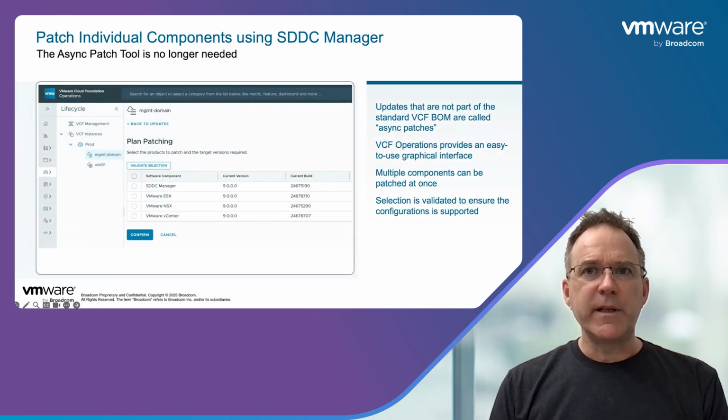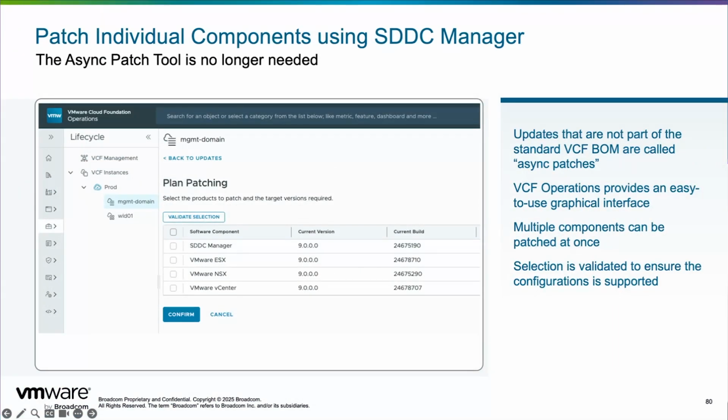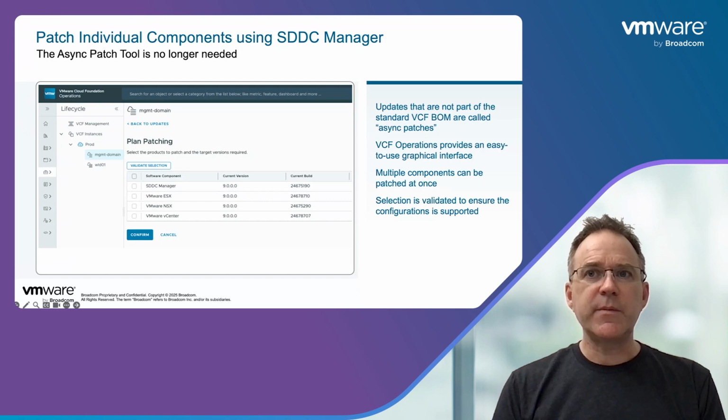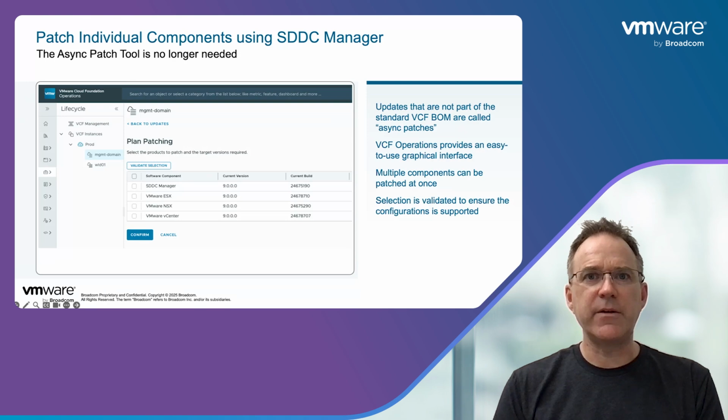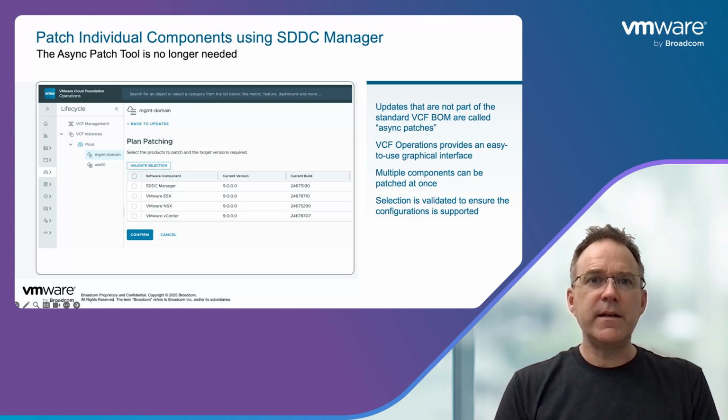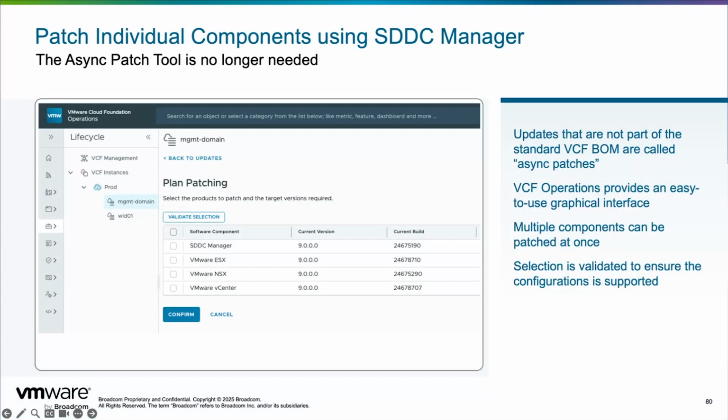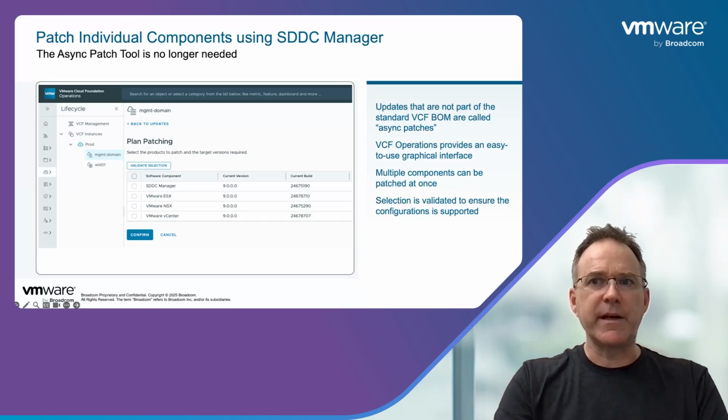Between major VCF BOM releases, it may be necessary to update one or more of the individual components to address reliability or security issues. These updates are known as async patches because they're delivered separately from the BOM. Previously, customers desiring to update their workload domains would need to use the async patch tool, which is a CLI utility. Starting with VCF 5.2 and continuing in VCF 9, async patches can be deployed directly in the familiar graphical environment. Customers can select available patches from a drop-down menu which is automatically updated when VCF receives updated bundles and binaries.